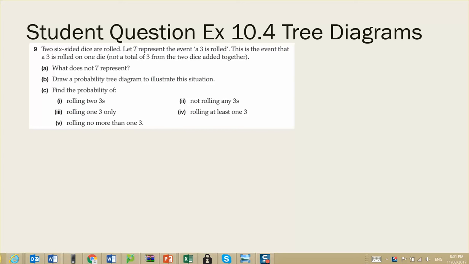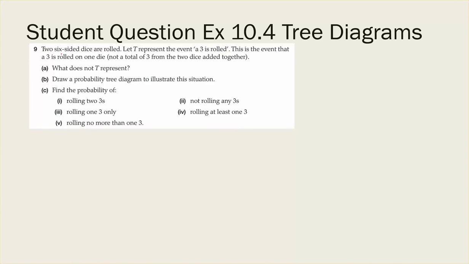Question 9 from Year 11 Methods, Year 10 Methods Pathways, and it's to do with Exercise 10.4 on tree diagrams. We've got a scenario where two six-sided dice are rolled, and we're letting T represent the event that a 3 is rolled on one die. So what does not T represent?